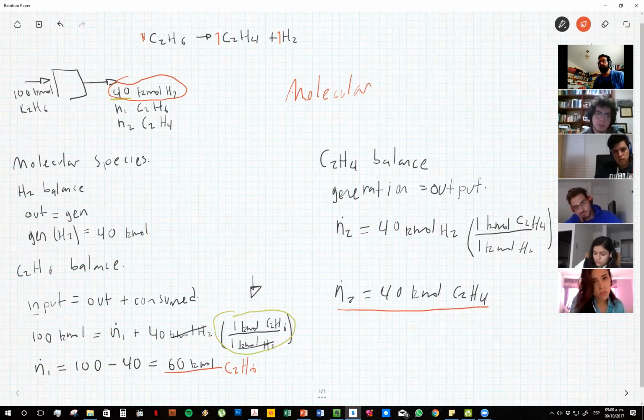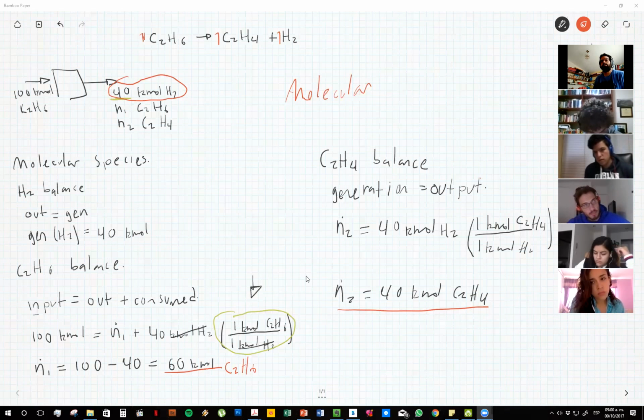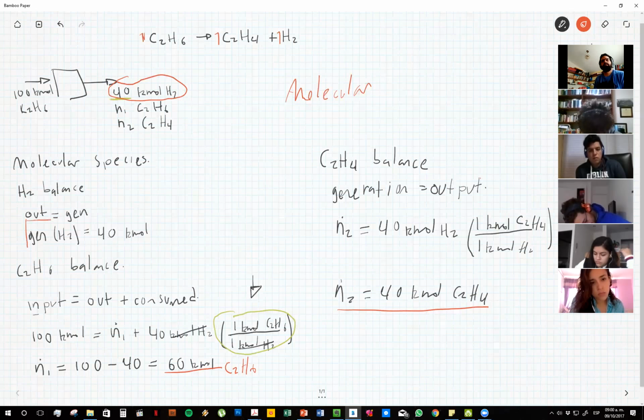I have a question here in the chat, so let me address that one. Teacher, in the H2 balance, are the generation and the out the same? Yes, the out is equal to the generation in that case. We know this information already, we have it in the problem, 40 kilomoles of hydrogen. That one is generation equal to the outlet.